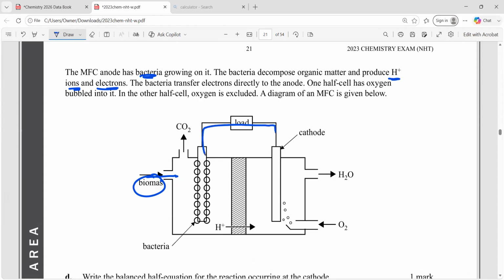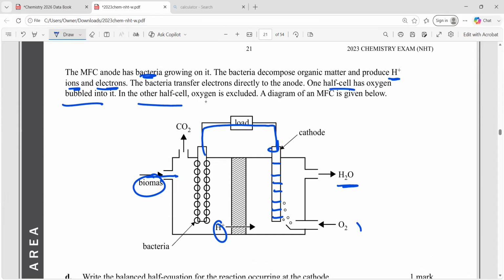So they're probably going like this. And then the electrons are being produced. They go through the external circuit into the cathode. This makes the cathode extremely negatively charged, which the H plus ions neutralize, and the oxygen collects both the H plus ions and the electrons to produce water. The bacteria, and then one half cell has oxygen bubbled into it.